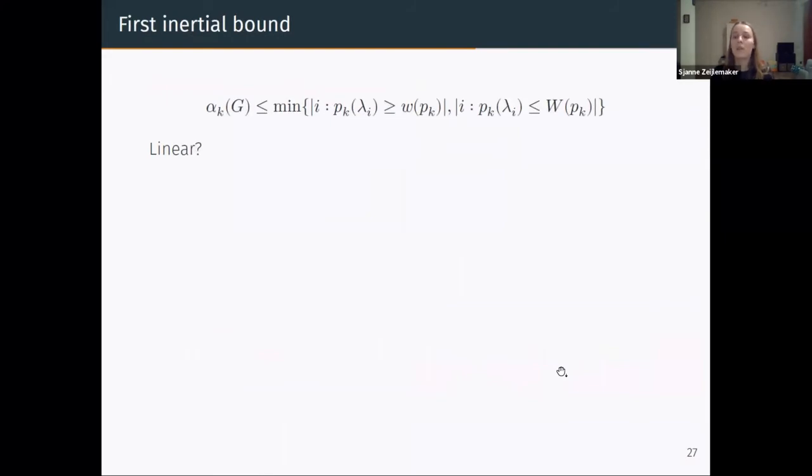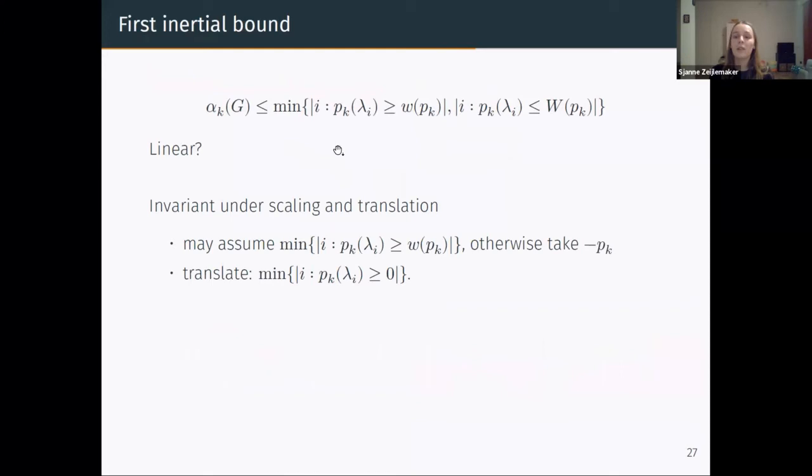Now, before we start with any type of linear optimization, a very valid question to ask is: is this linear? And we can see this more easily if we apply some transformations to it. First of all, we can just assume that only this first term of the minimum is here. Otherwise, if we take the polynomial minus p and translate a bit, we can just obtain the second term. And we may also translate it such that w is 0. So then we are left with this expression here, which is slightly simpler.